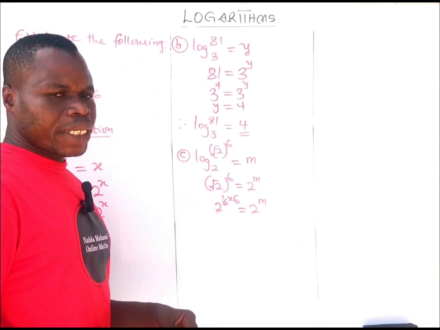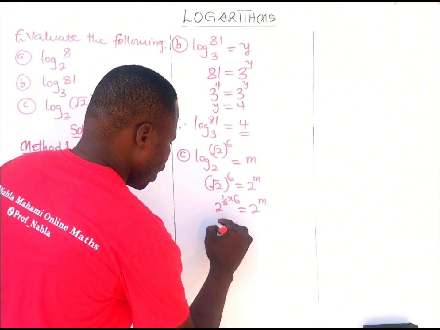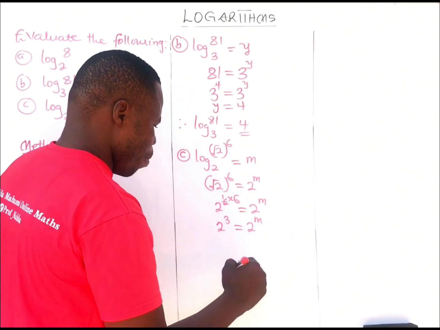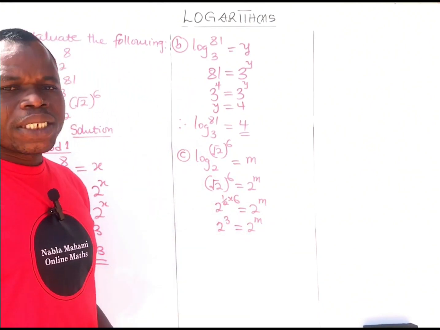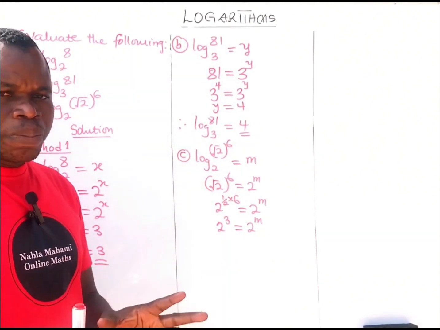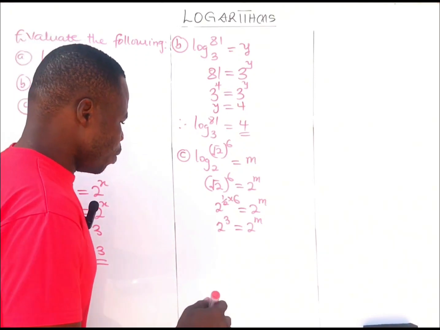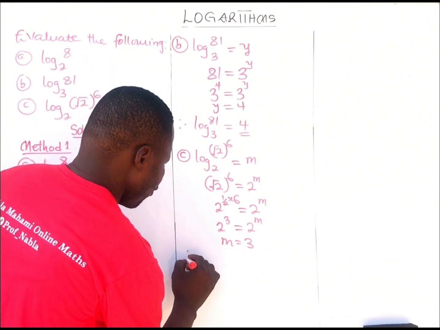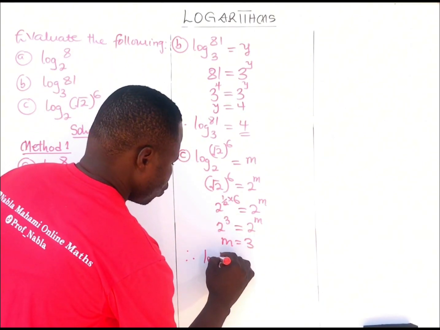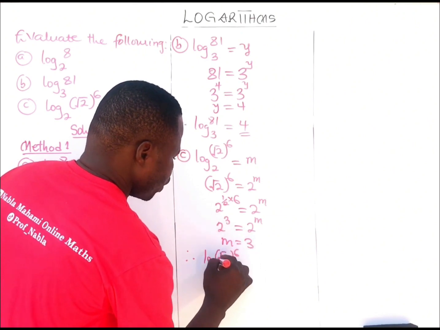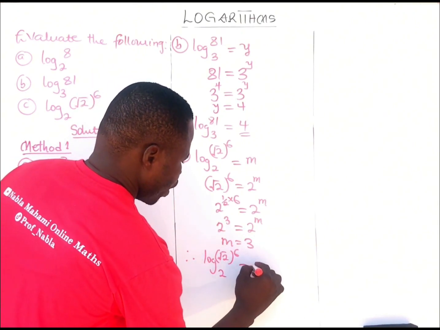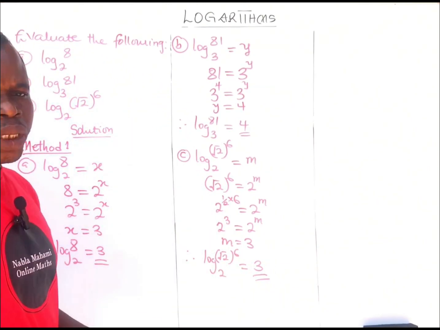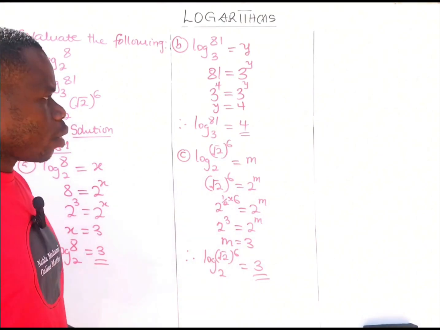Now, half times 6 is 3. So this side will be 2 exponent 3, which is equal to 2 exponent m. If the bases are the same, that is 2 is equal to 2, it means that their powers too will be the same. So m will be equal to 3. Therefore, log square root of 2, all exponent 6 base 2, my answer will be 3. So this is how we use method 1. Let's use method 2.